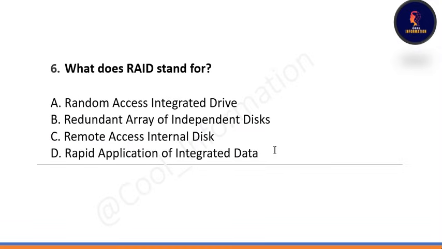Next question. What does RAID stand for? Option A is Random Access Integrated Drive. Option B, Redundant Array of Independent Disks. Option C, Remote Access Internal Disk. And the last option is Rapid Applications of Integrated Data. Correct option is option B, Redundant Array of Independent Disks is the full form of RAID.